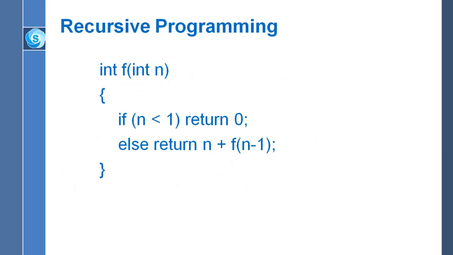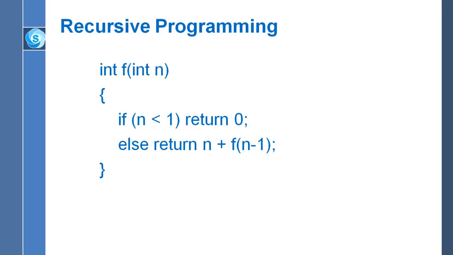So, what does this function do? Okay, you pass it a number, an integer. It's received through the parameter n. Okay, then the value in n is checked. If it happens to be less than 1, this function returns 0. Otherwise, this function makes a recursive call to f, and it passes the value of n minus 1 to f.